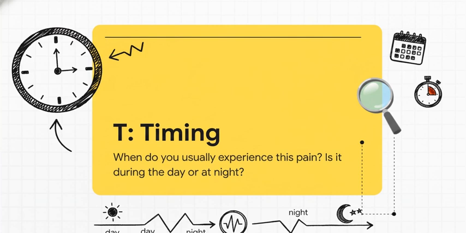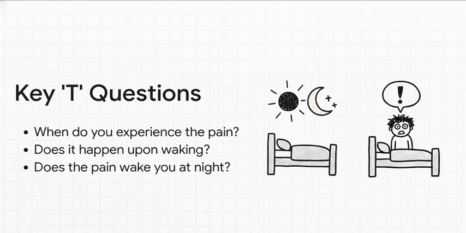Is it there all the time or does it come and go? And when it shows up, how long does it stick around? The timeline is another critical piece of this puzzle. So you can ask things like, is the pain worse for you in the morning or at night?